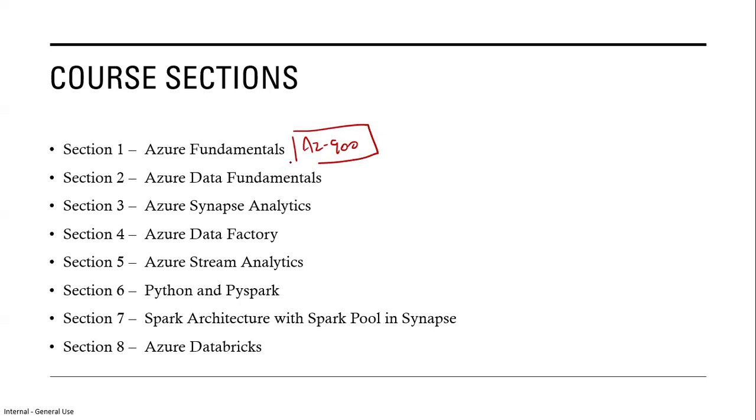So AZ 900 is the Azure Fundamental certification that you can target once we are done with the first section. The first section basically deals with introducing you to cloud computing, what cloud computing is, followed by how Azure is built, since Azure is going to be the platform, the cloud service provider, our hyperscaler that we're going to work with. Therefore, the foundational understanding of Azure.